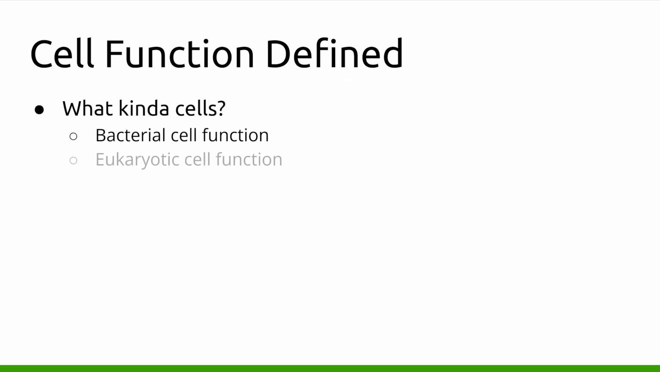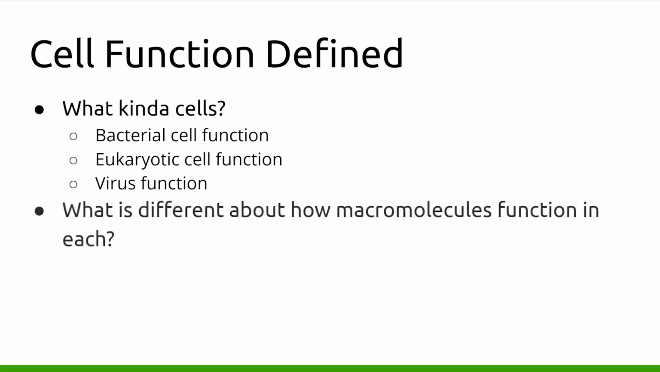When it comes to cell function, what kind of cells? Again, I'm talking about bacteria, eukaryotic cells, as well as viruses. And we're talking about their functions, not their structure. So now, how do all of those things work? And again, the macromolecules talked about before, how are those macromolecules fitting into each of these different things? And what macromolecules are going to be different to help each individual cell function?